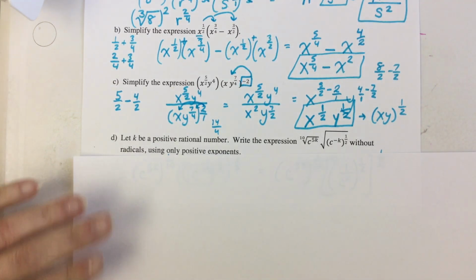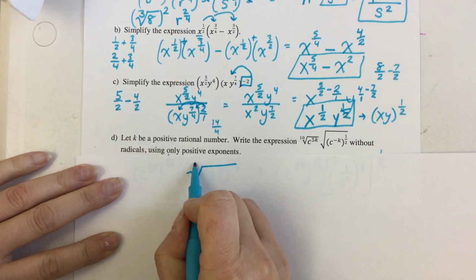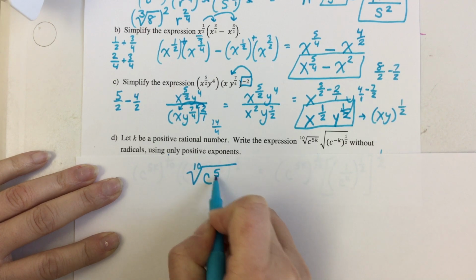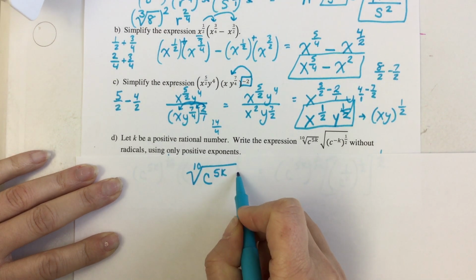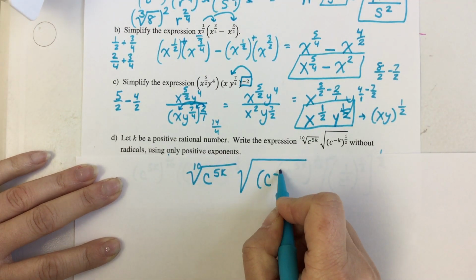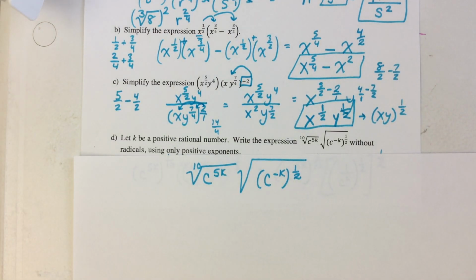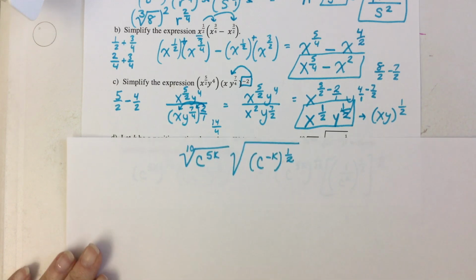So we are working with our laws of exponents, and what they want us to do is write the 10th root of c to the power of 5k, multiplied by the square root of c to the negative power of k to the power of 1/2, without any radicals. So we have to get rid of the radical symbols by writing them as rational exponents, and we can only have positive exponents. That means if we have a negative exponent at the end, we have to put it on the bottom of the fraction.